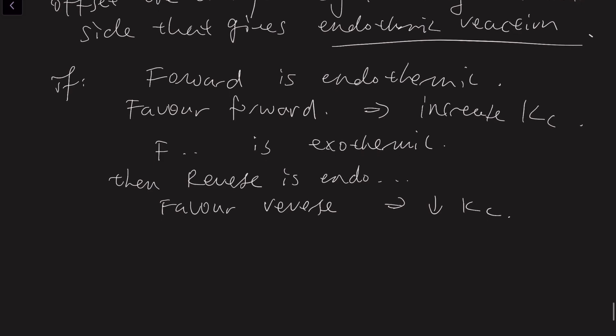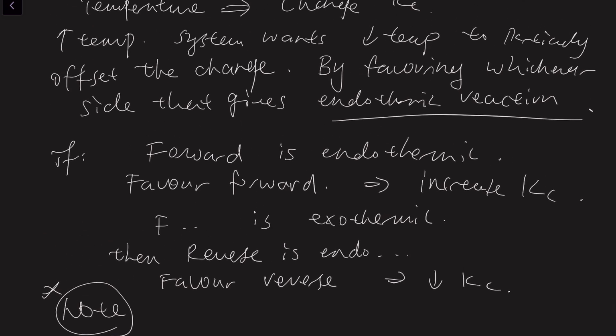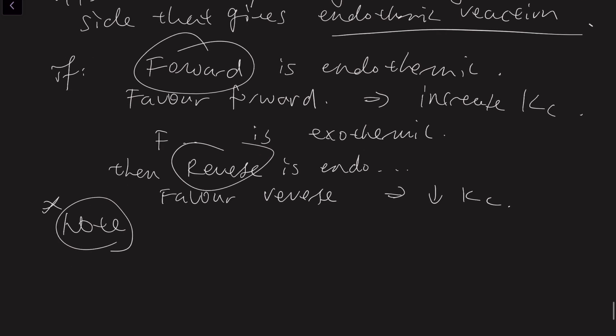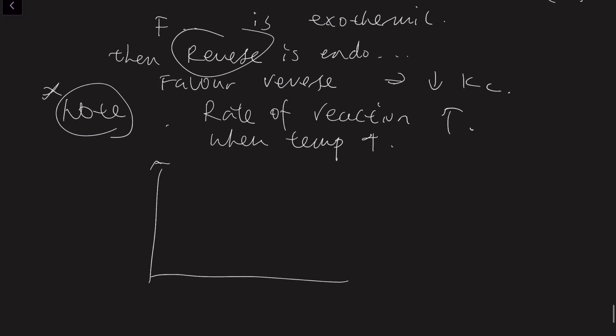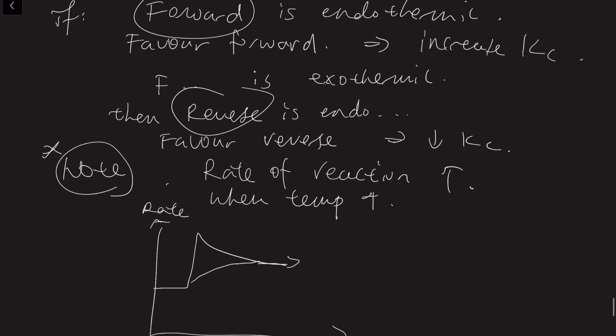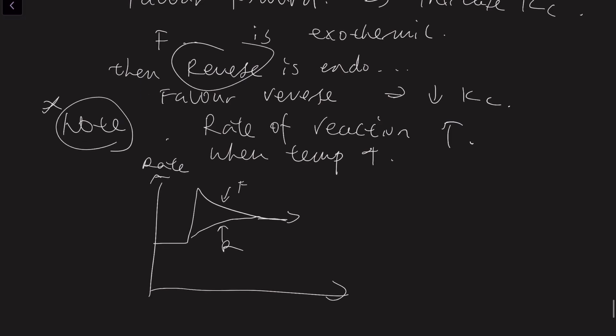But note, do not get confused between rate and extent of reaction. No matter which side is favored, the rate of reaction would still increase when temperature increases. So it should look like something like this. In the end, the rate should be higher. In the case the forward is endothermic, this is the forward, this is the reverse. If the forward is exothermic, you just switch the sign. So the top one becomes reverse, the bottom one becomes forward.